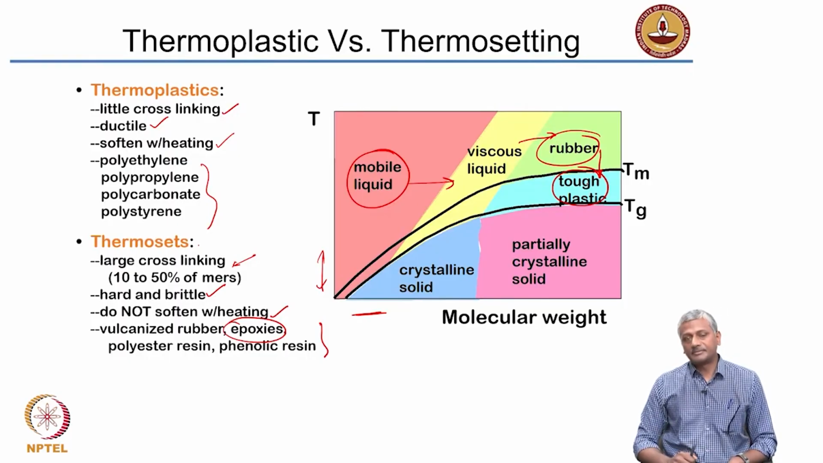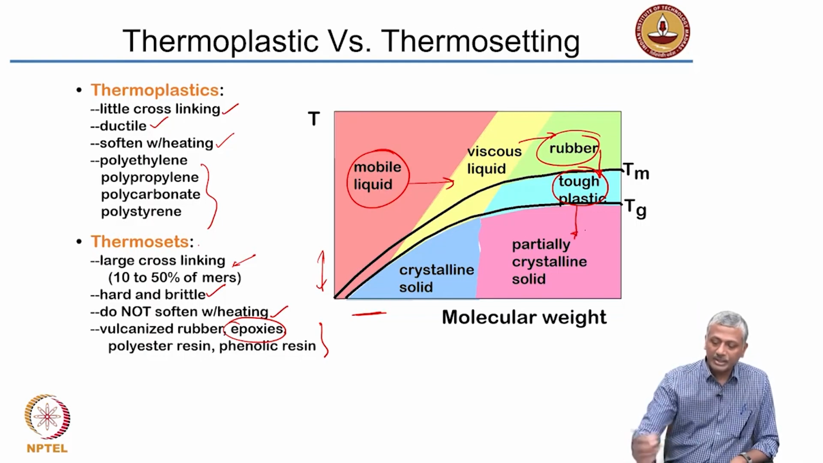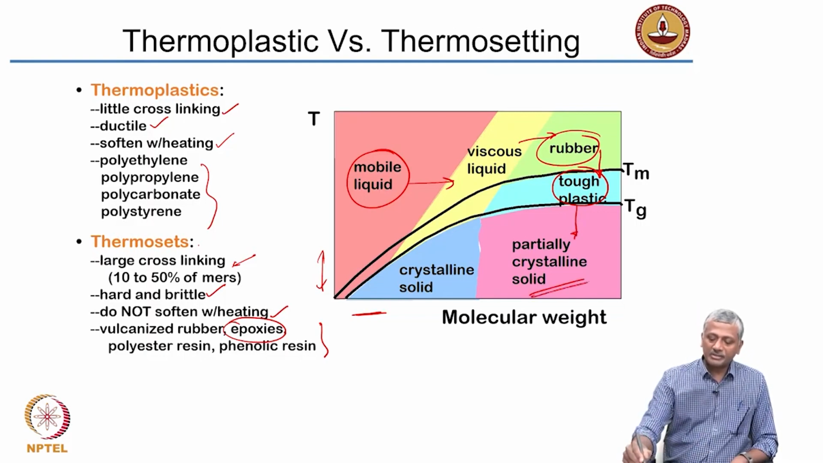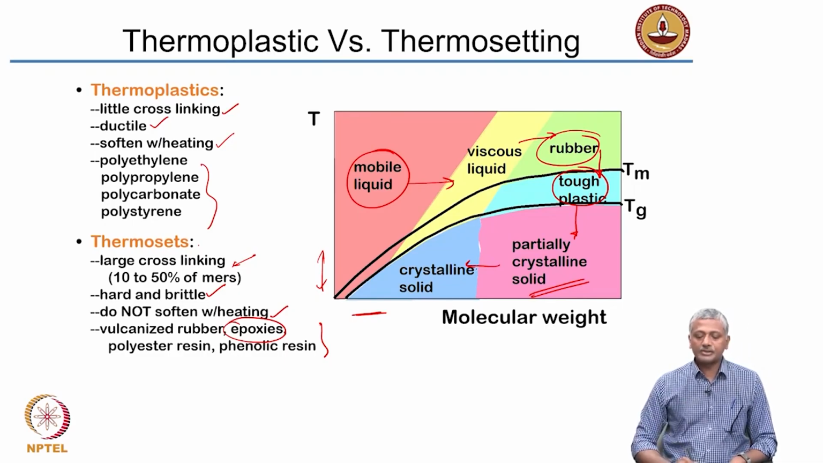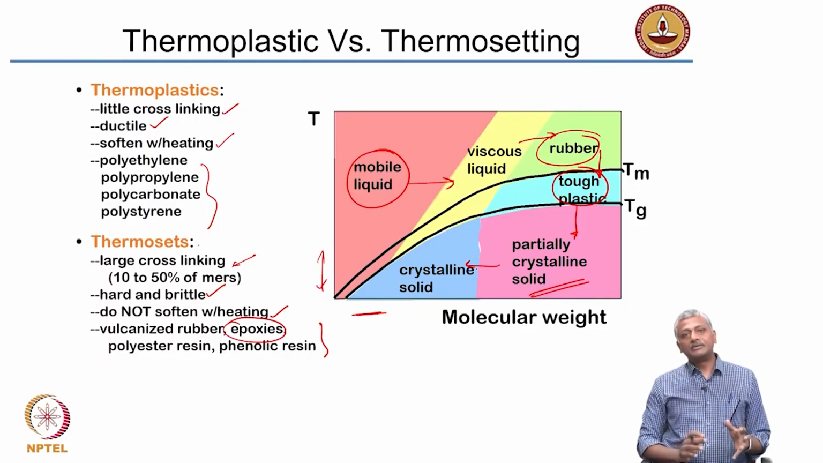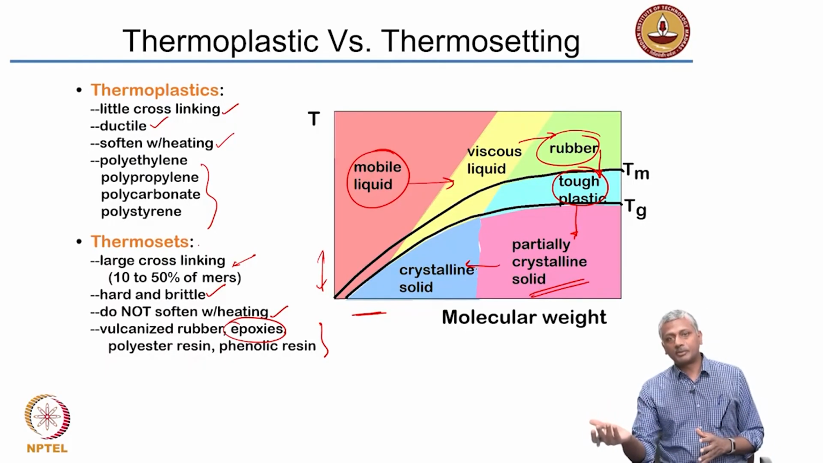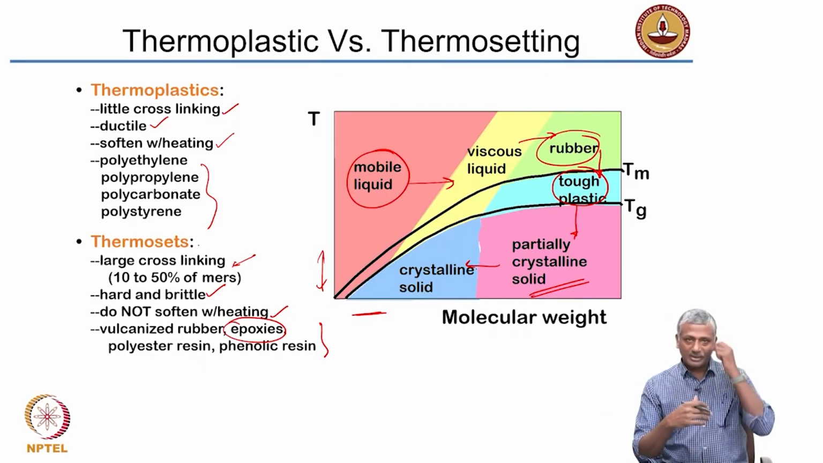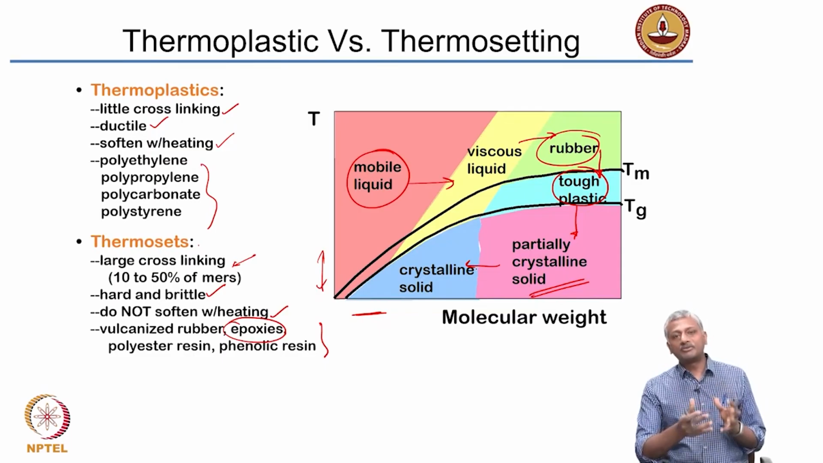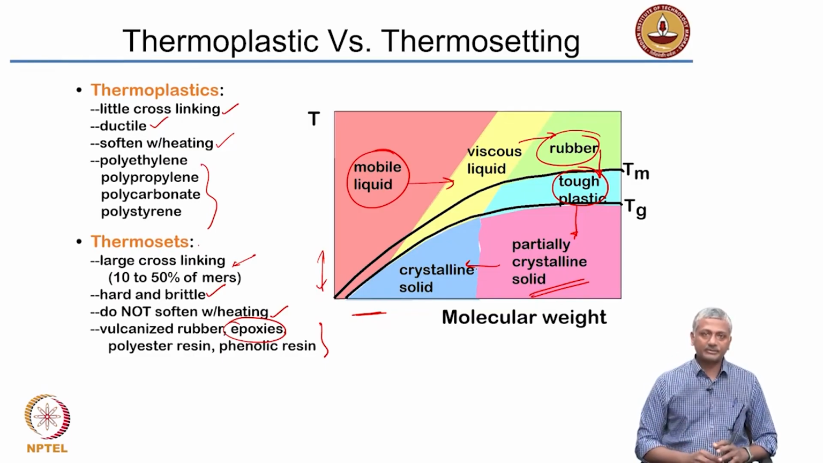When you are at this high molecular weight and you reduce the temperature, you get what is called a tough plastic, okay. And then when you further come down in temperature, you make a partially crystalline solid, and you have a crystalline solid when your temperature is extremely low. Okay. So, depending upon the molecular weight of the polymer that you are forming and the temperature to which you are processing it or exposing it, you will form different types of material characteristics.